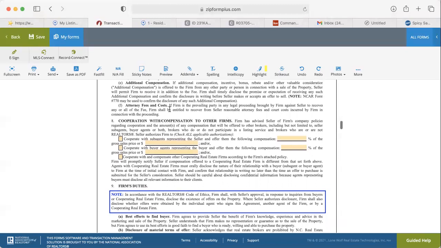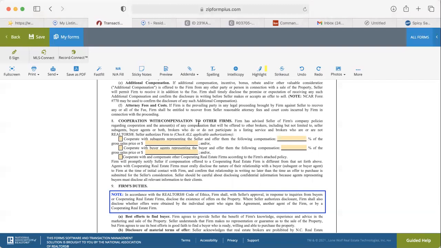Then there are attorney fees and costs. If there is a dispute and we have a legal proceeding brought by the firm against the seller to recover any of or all of the fee, then the firm shall be entitled to recover from seller reasonable attorney fees as well, and court costs if the firm is found the winner in the lawsuit. Hopefully we never get there.